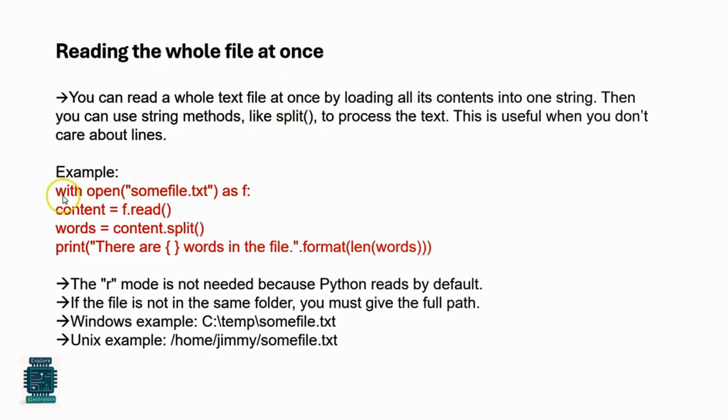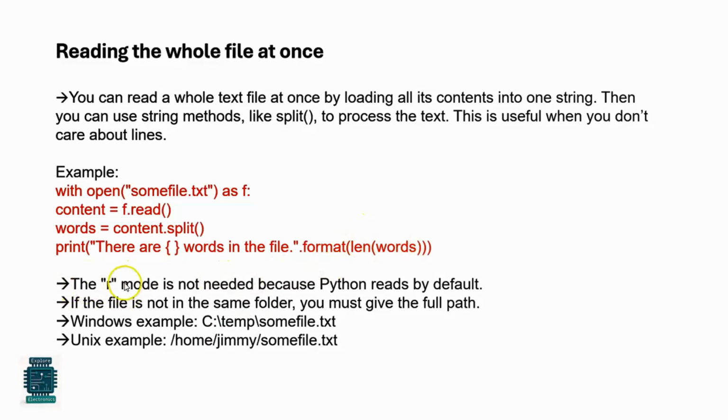For example, with open sumfile.txt as f, content is equal to f.read. I am taking the file to read. Words is equal to content.split. I am splitting the words here by using the split method. Print, these are words in the file, dot format, length of words. Here I am using the length function also to count the number of words.